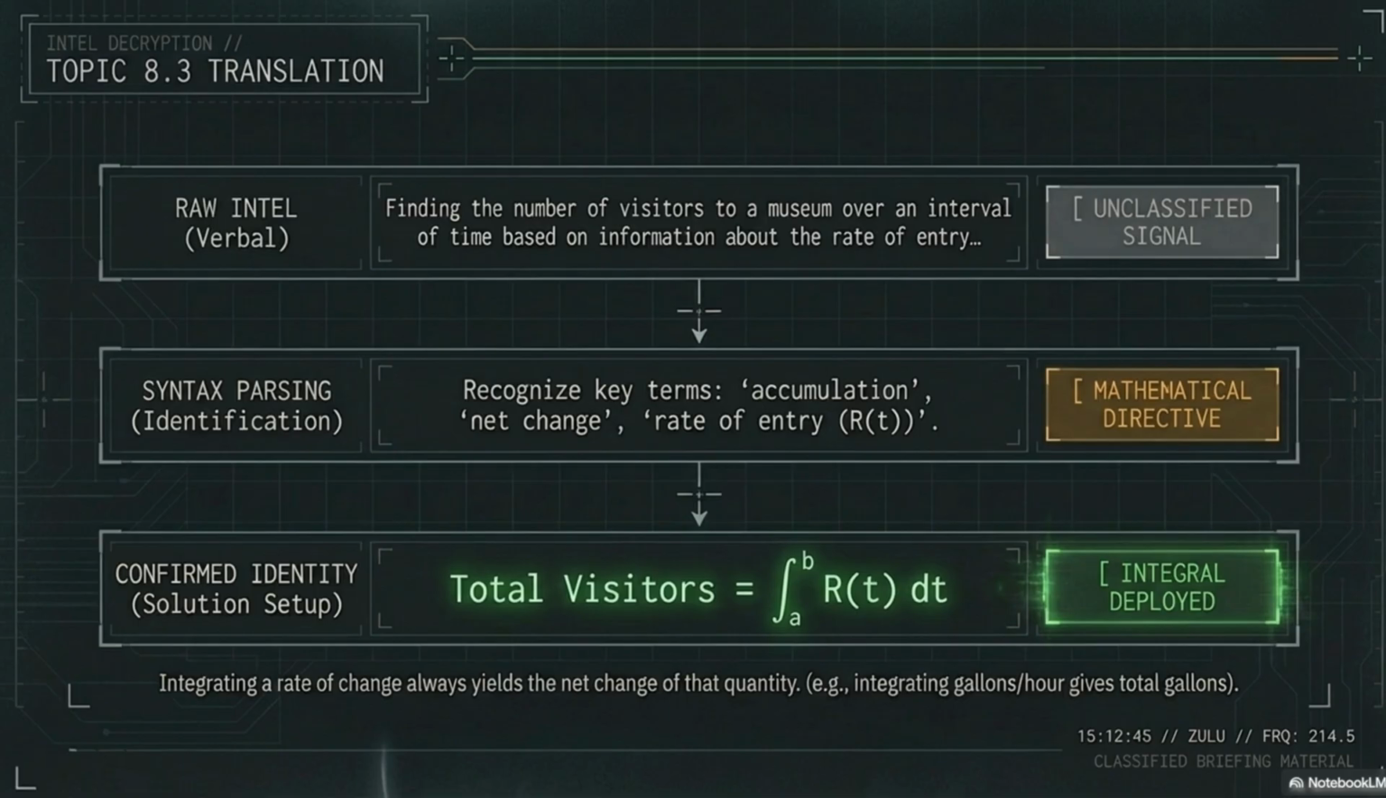Intel decryption for topic 8.3 translation. You must parse raw verbal intel into mathematical syntax. If the unclassified signal asks for total visitors based on a rate of entry, recognize that integrating a rate of change always yields the net change of that quantity. Deploy the integral of big R of t dt from a to b to secure the confirmed identity.